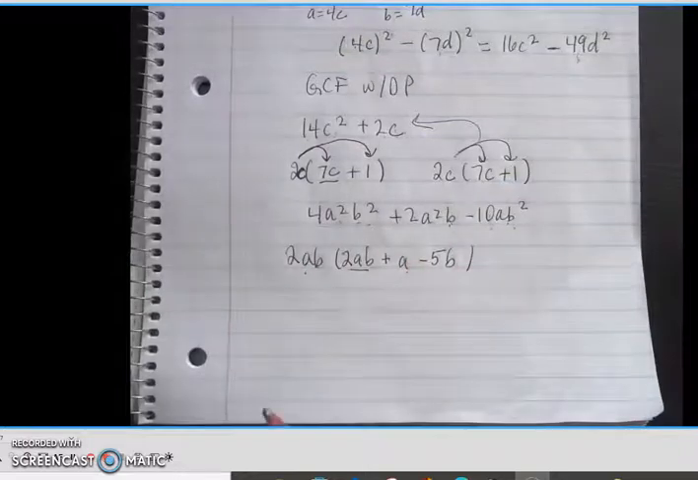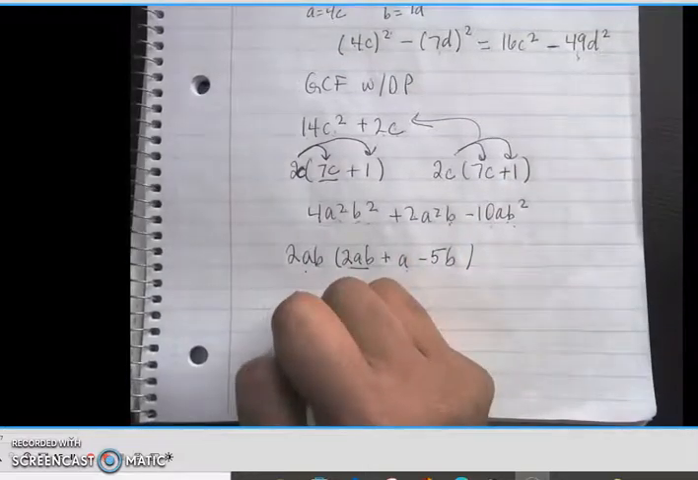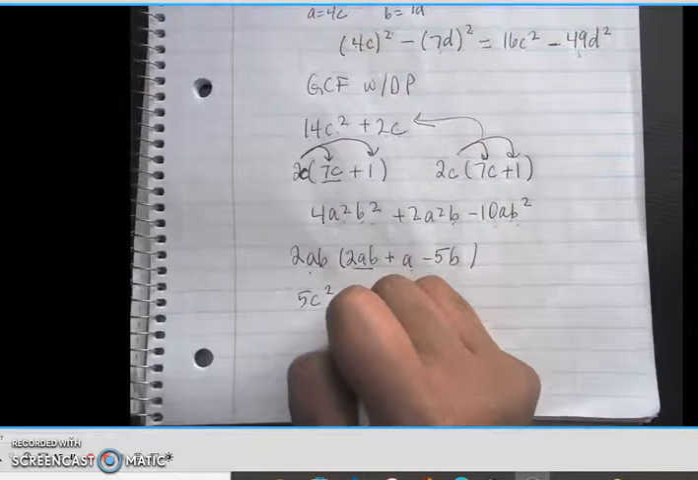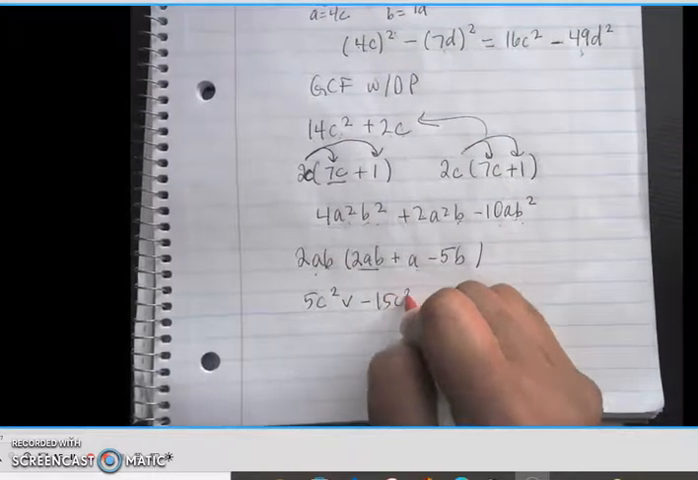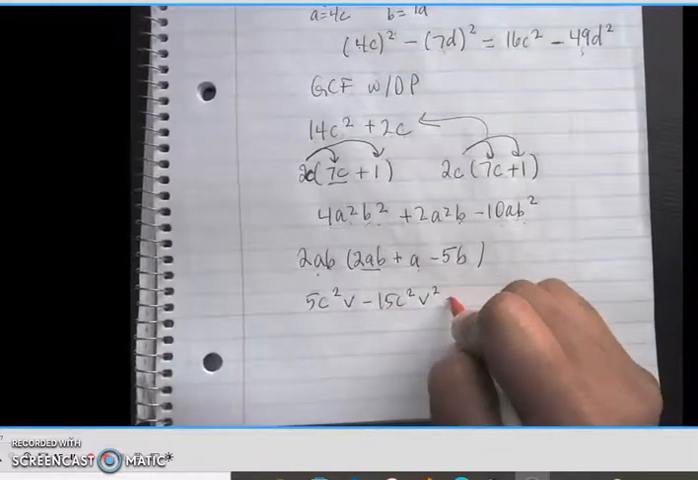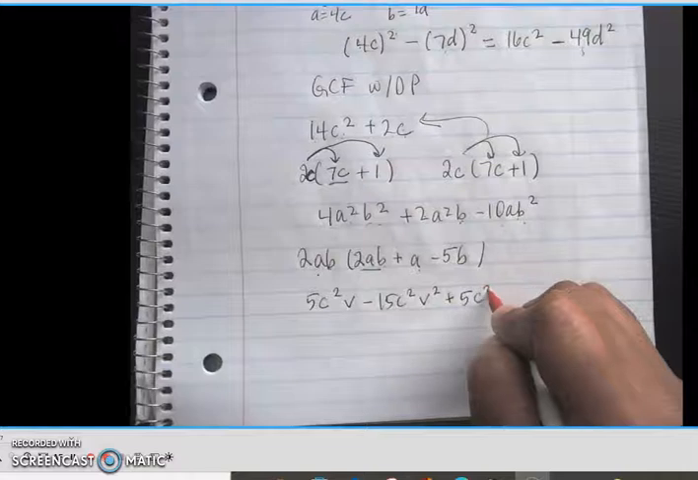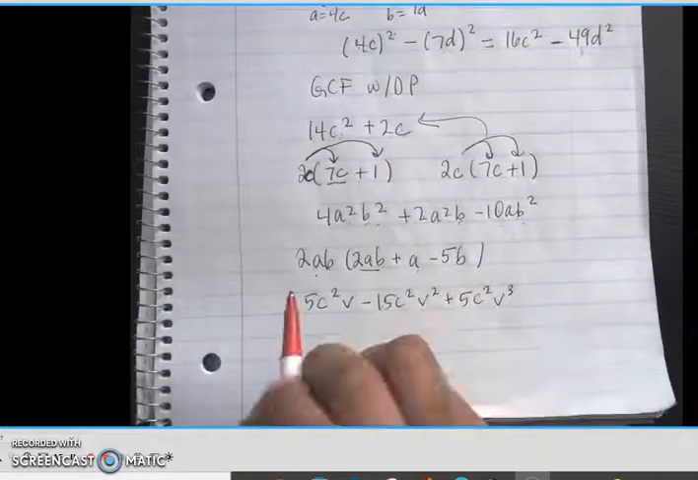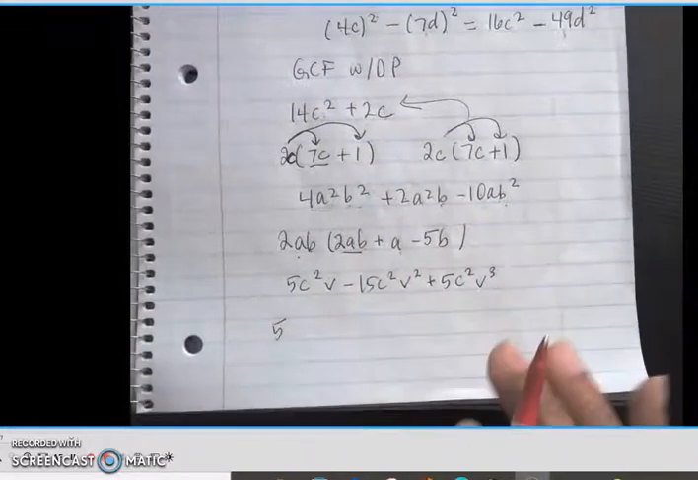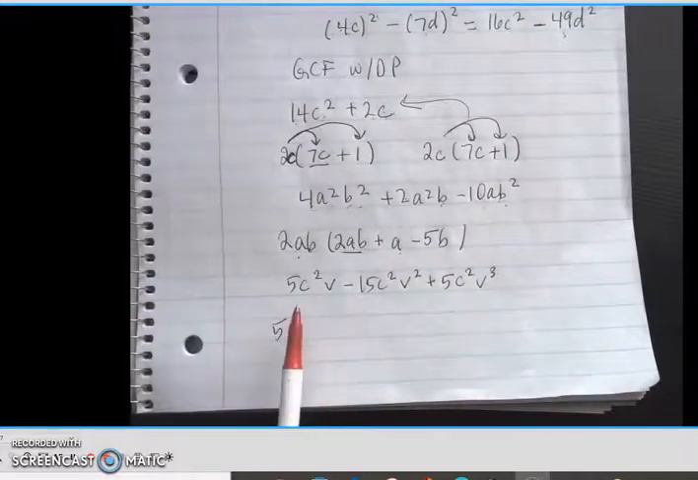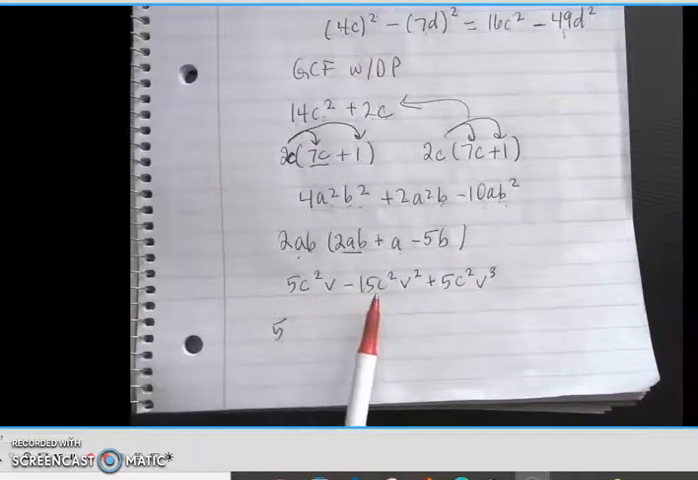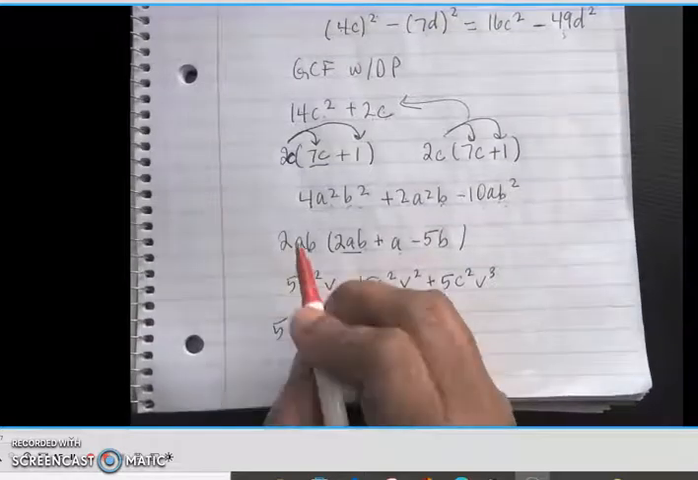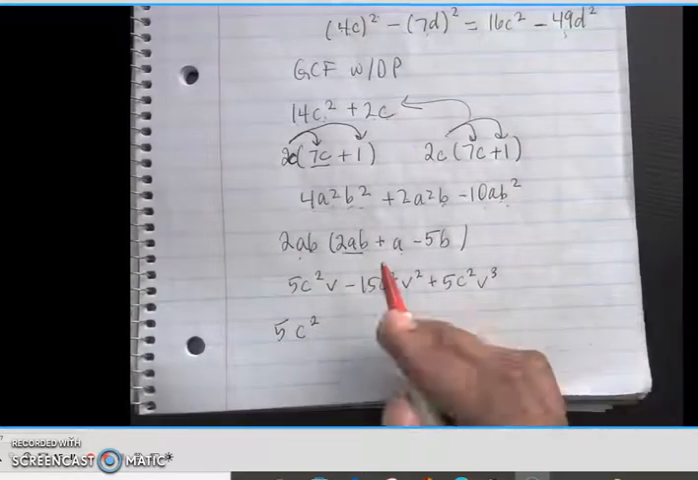Remember that when you do the distributive property, you're going to get back the original terms. Here's another one: 15c squared v squared, plus 5c squared v cubed, with the first term 5c squared v. So again, you have 5, negative 15, and 5. 5 is the greatest common factor they have in common. 5 can go into all 3 of those, leaving no remainder. 2 c's, 2 c's, and 2 c's. So they all have at least 2 c's in common.